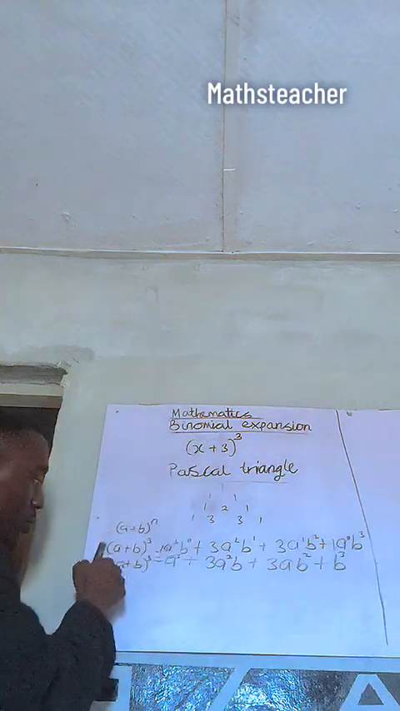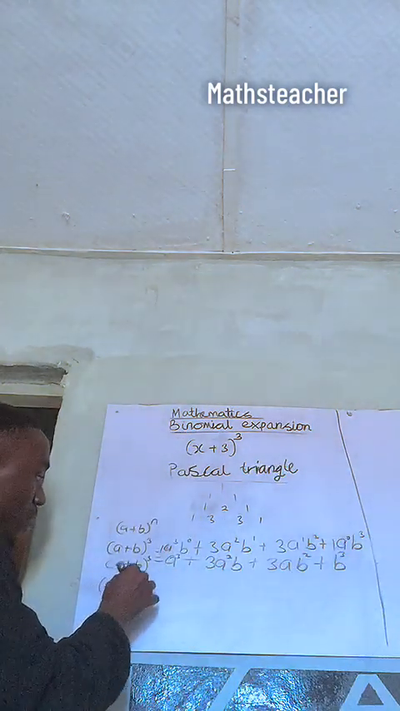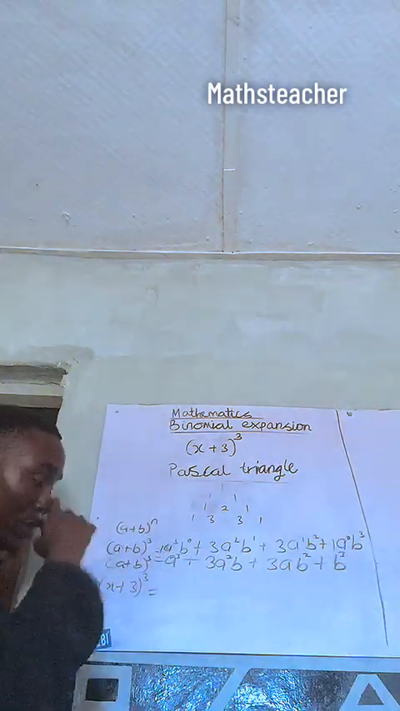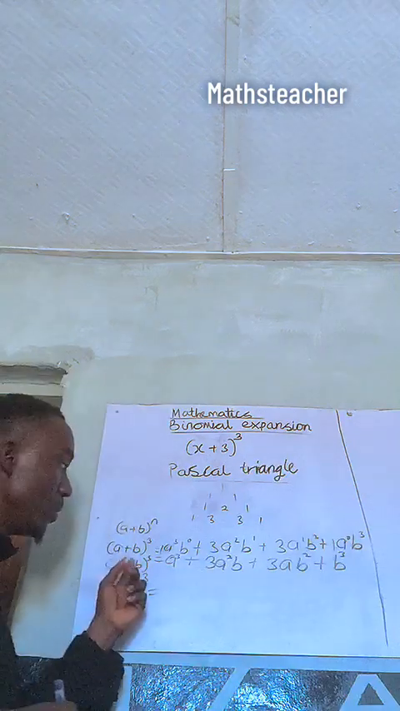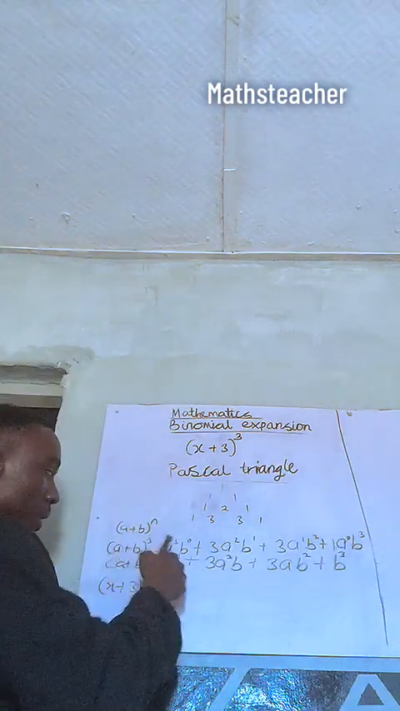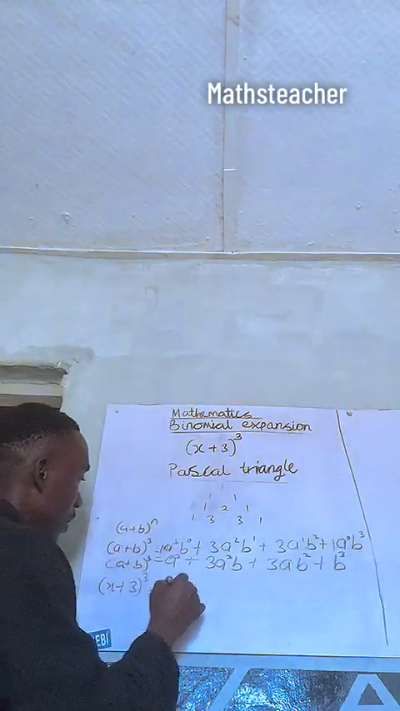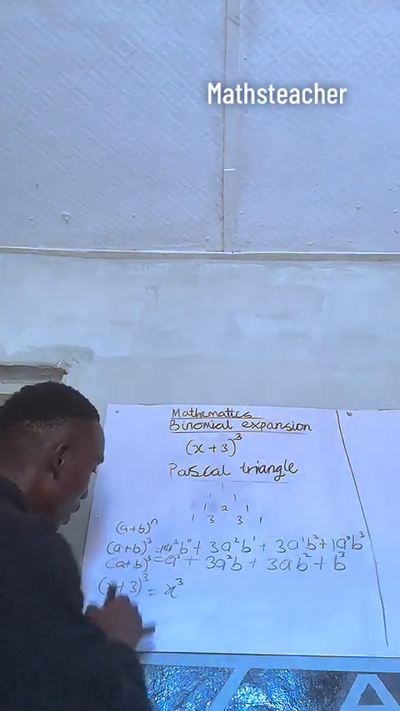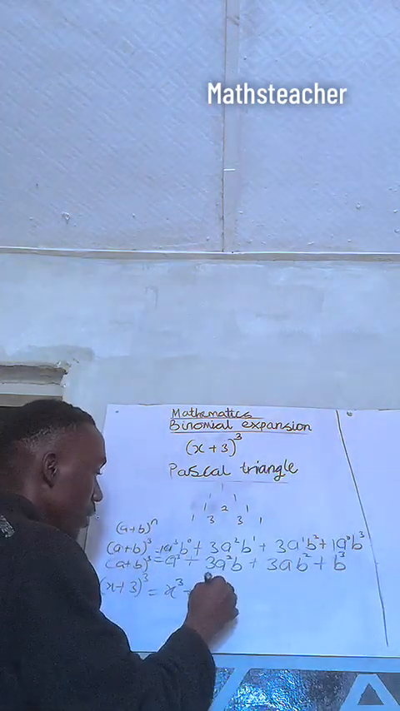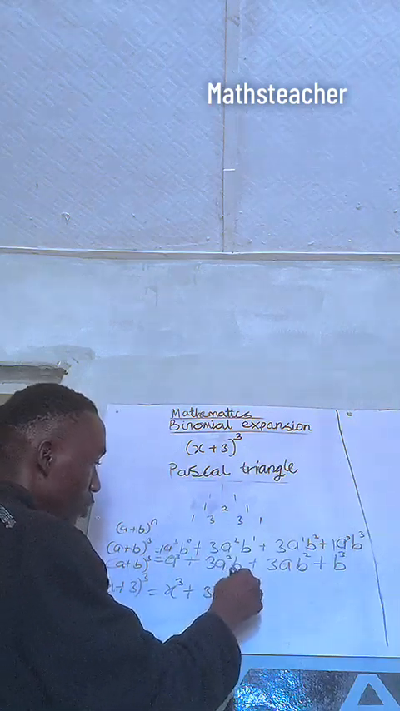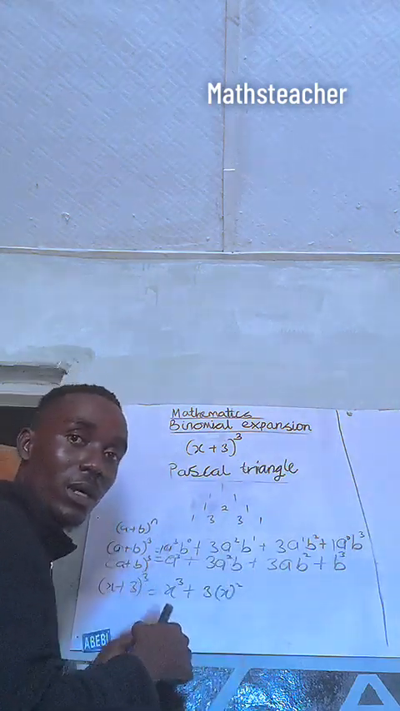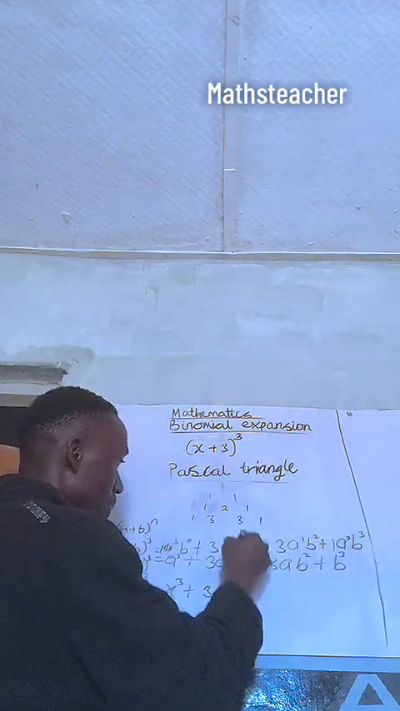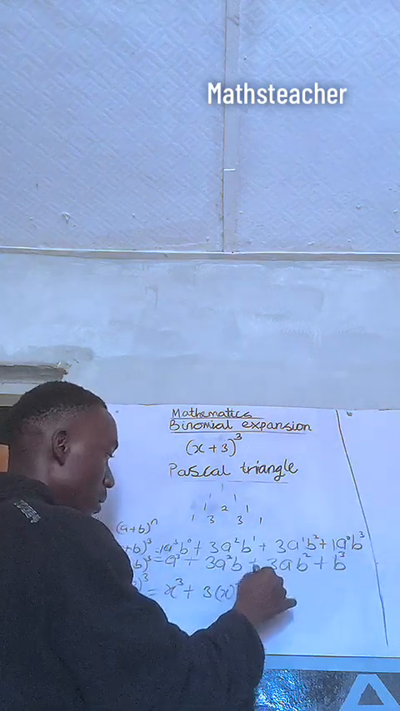I'm going to relate this to this. So we have (x + 3) cubed in a bracket. Relating this, I will change my a to x. So our a here is x raised to power 3, becomes x raised to power 3. Then here we have 3, our a is x raised to power 2. Then what is our b? Our b is 3. And we say b raised to power 1, 3.